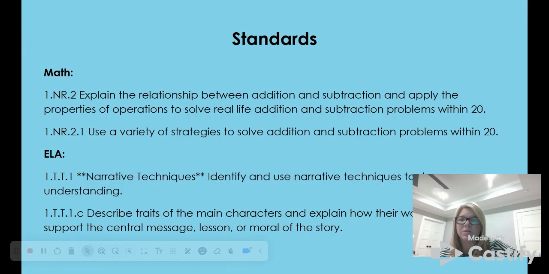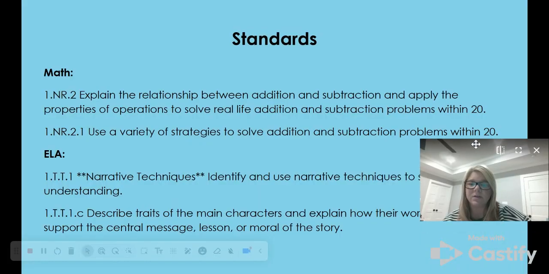The standards I used are math: explain the relationship between addition and subtraction, and apply the properties of operations to solve real-life addition and subtraction problems within 20. I also used a variety of strategies to solve addition and subtraction problems within 20.